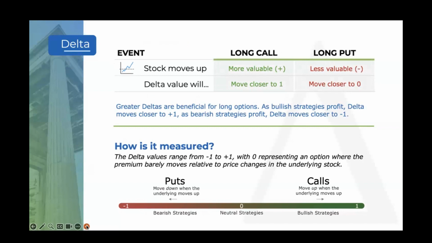So if the stock moves up for a long call, it makes it more valuable. So the delta will move closer to 1. Long put, less valuable, delta moves closer to 0. So greater deltas are beneficial for long options, as in you want them to magnify, because as it moves closer to positive 1, that means bullish strategies are doing well.